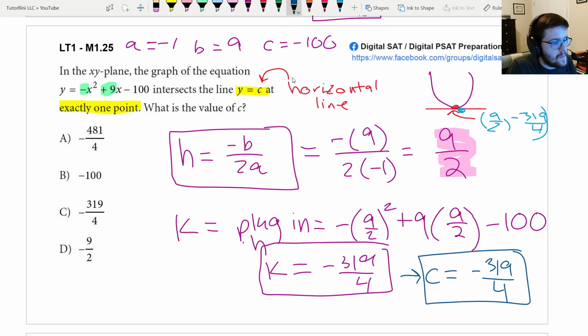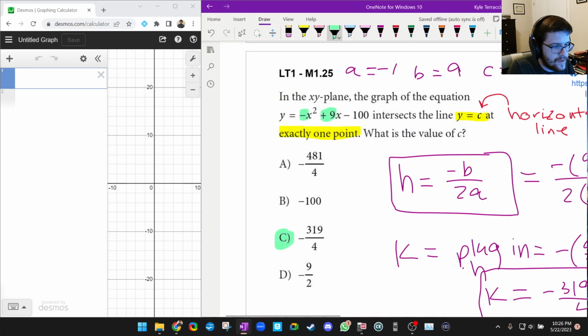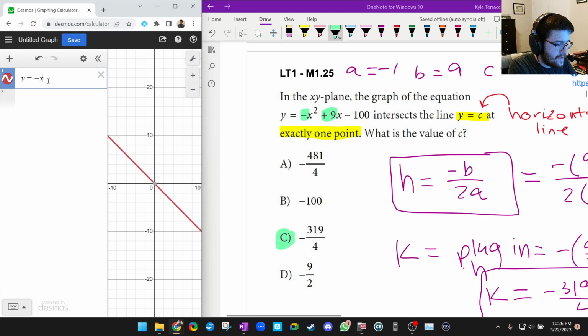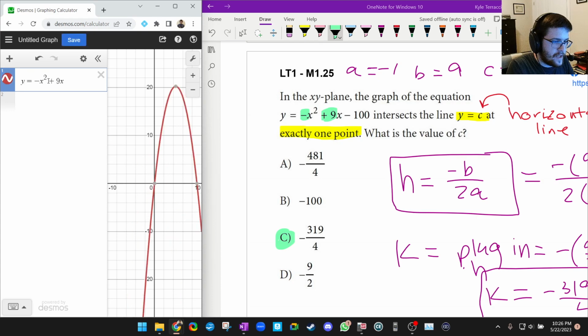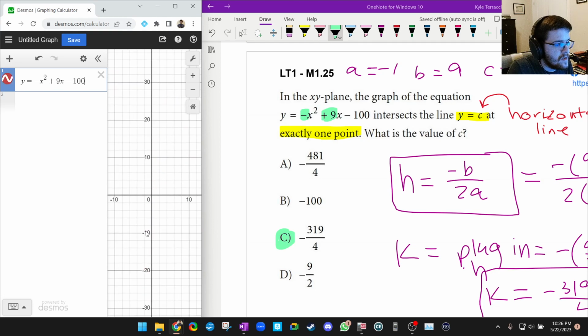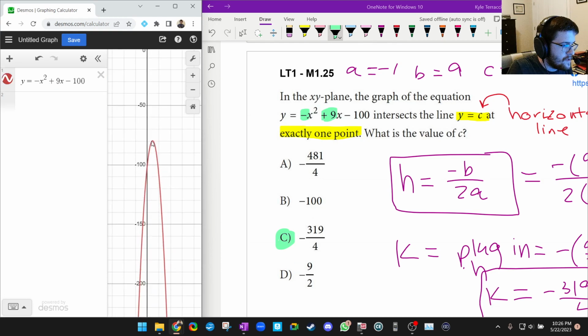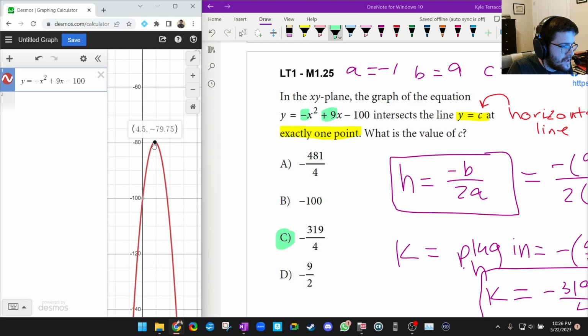Great. So we can do this one entirely on Desmos. Let's try it. So y equals negative x squared plus 9x minus 100. Let's see, zoom out. Okay, so right away we can already see the vertex, and as long as you just recognize that it has to be the y-coordinate, you see that that's negative 319 over 4.